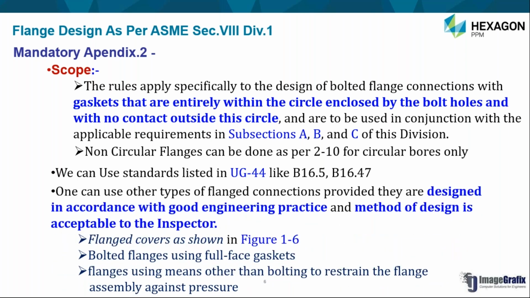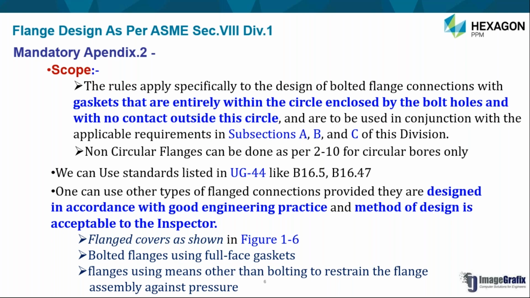Then one can use other types of flanges other than the flanges which are covered in mandatory appendix 2, but those should be designed in accordance with good engineering practices, and the method of the design should be acceptable to the inspector. So what are these other types of flanges? The flange covers as shown in figure 1-6. When we see 1-6, it is nothing but a disc end along with the flange. So the disc end is an integral part of that flange. Those constructions are not directly covered in appendix 2, but these types of flanges also can be used if required.